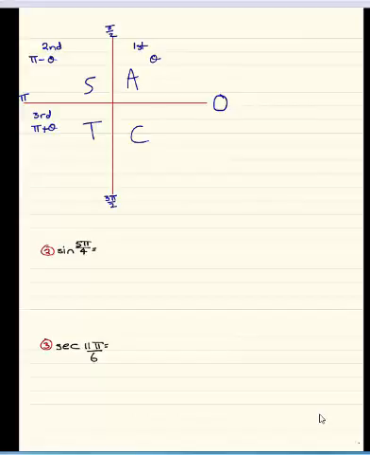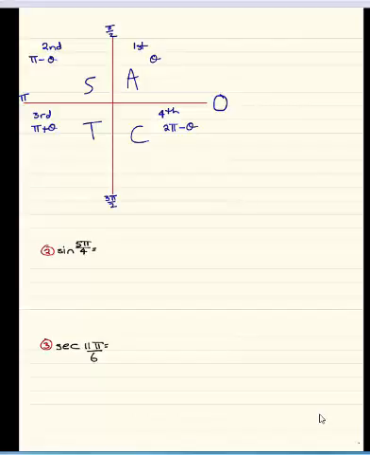And in my fourth quadrant, we work on 2 pi minus theta. So we go to 360 and come back. Same as we did when we were working in degrees. So let's have a look.